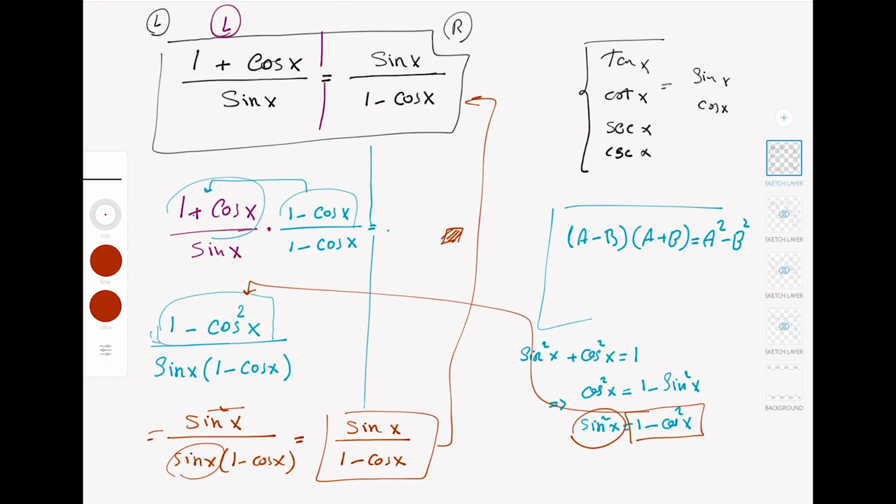So one more time, an identity question at the beginning looks strange, but they're not that complicated. Let's have one more, and that's it for today. We have cosine of x plus sine of x tangent of x. The answer should be secant of x.